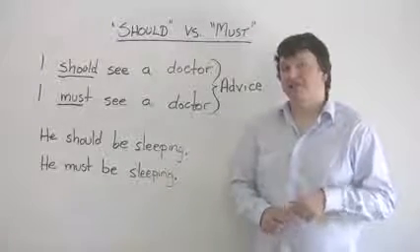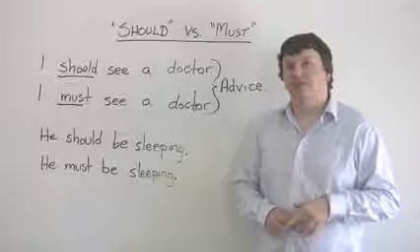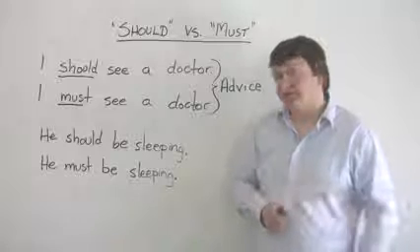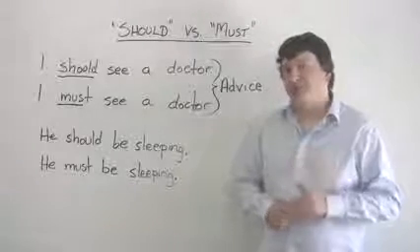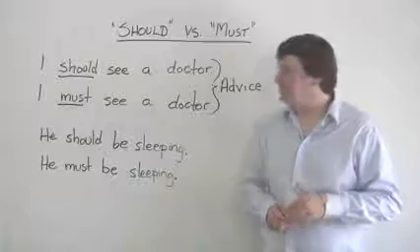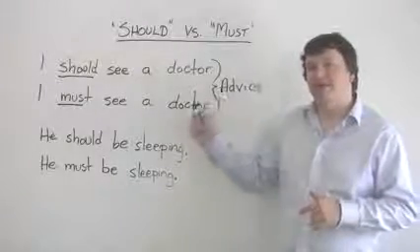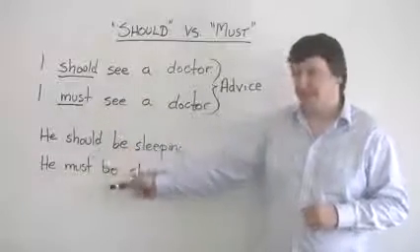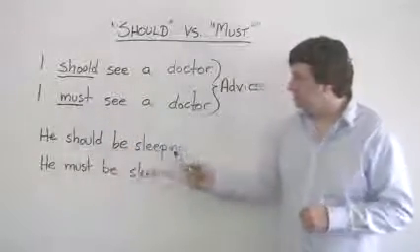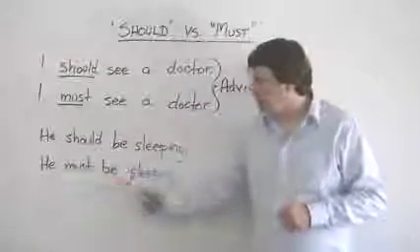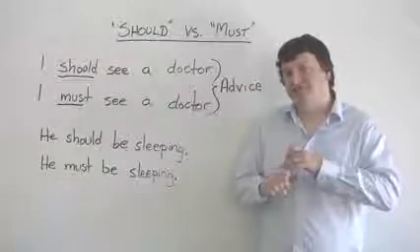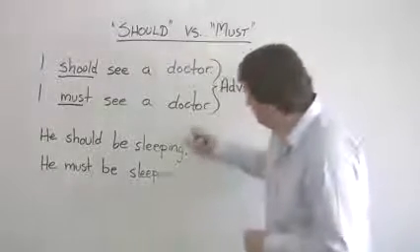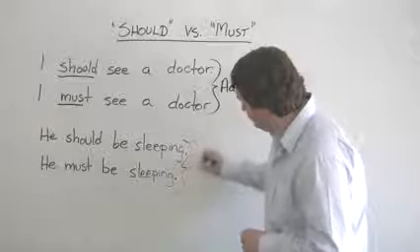Whereas if I say you must see a doctor, okay, it means that maybe your arm is bleeding or you just broke your leg, and if you don't see a doctor, there will be negative consequences. Okay, so you can use should and must for advice, with must being stronger. You can also use should and must in a different way. If I say he should be sleeping or he must be sleeping, in this case, I'm talking about degrees of certainty. Okay, so you can use should and must to talk about certainty.